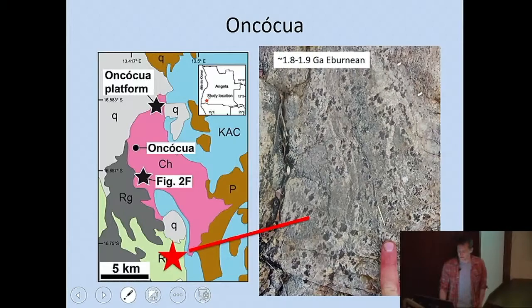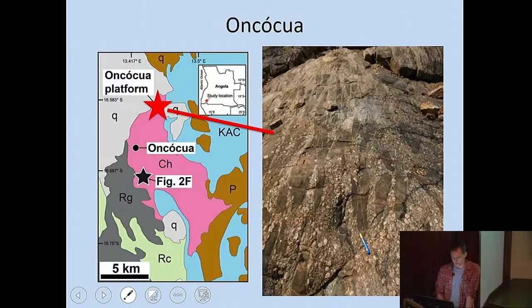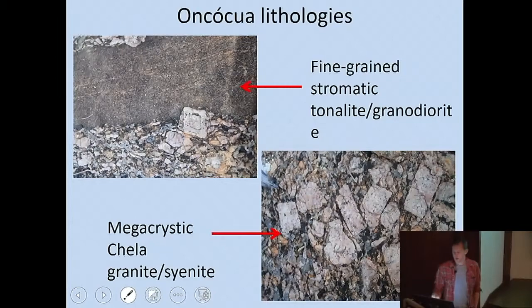We're now going to move up just north of Onconqua Village to Onconqua Platform, and these are the rocks which I'm going to focus the talk on today. They are quite spectacular looking lozenges or enclaves of a finer grained darker rock hosted by this megacrystic granite. I'll show these lithologies in detail now. So here, this is a fine grained rock, it's actually a tonalite or granodiorite.